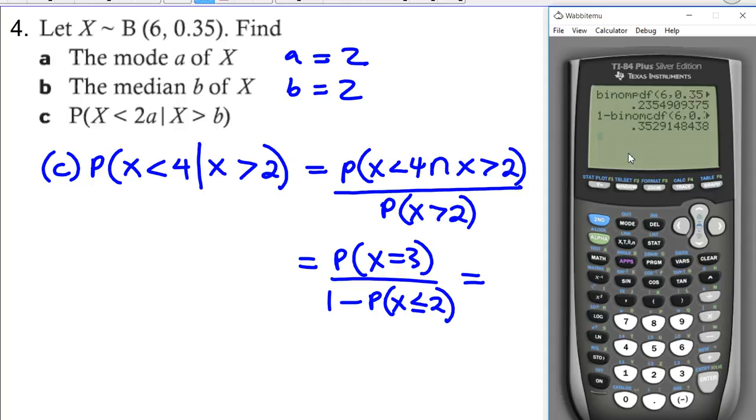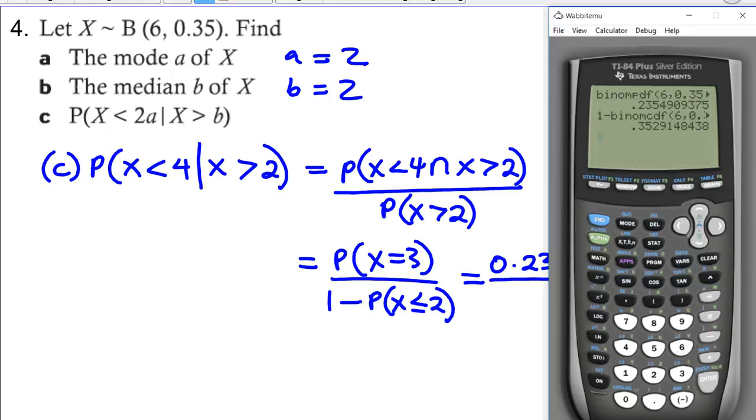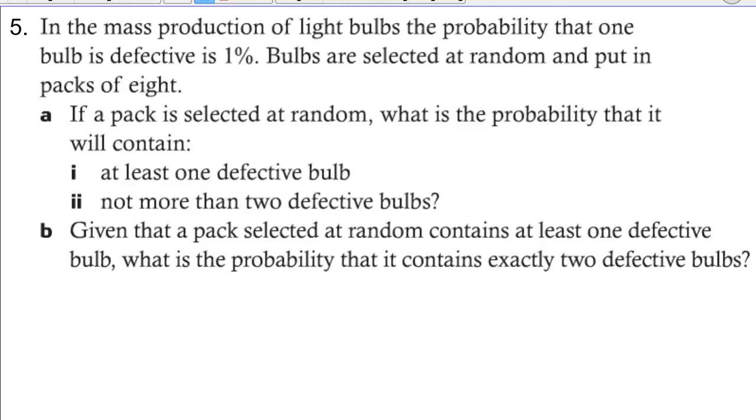So if we divide those values, let's see. So this is the same as 0.2355 divided by 0.3529. And you'll end up with 0.667. Good. Number 5. Oh, I was just reading number 4.